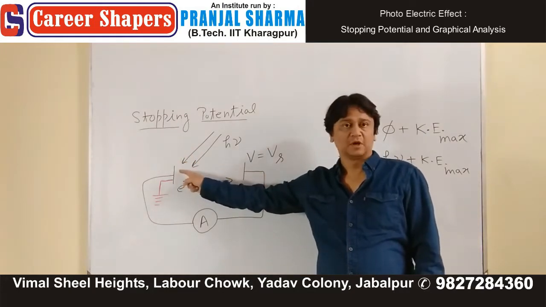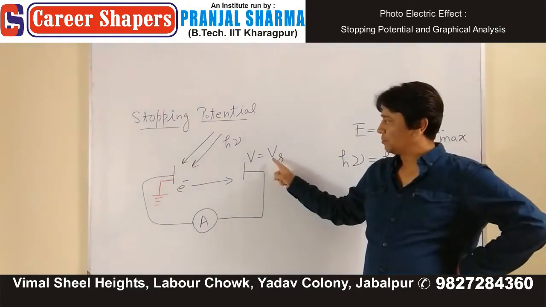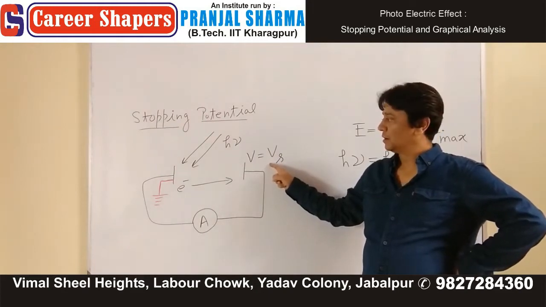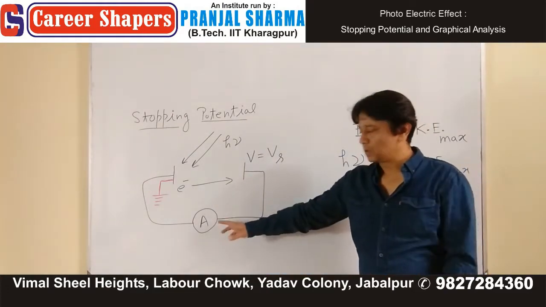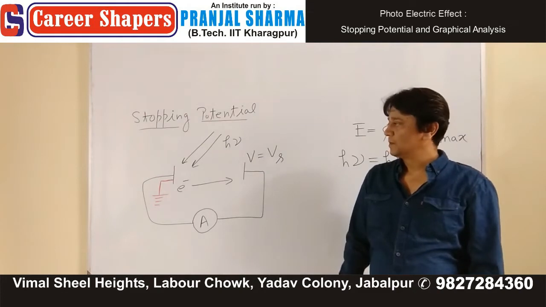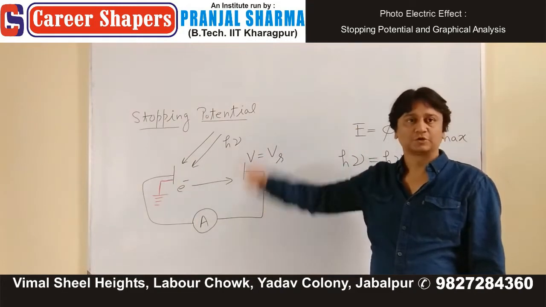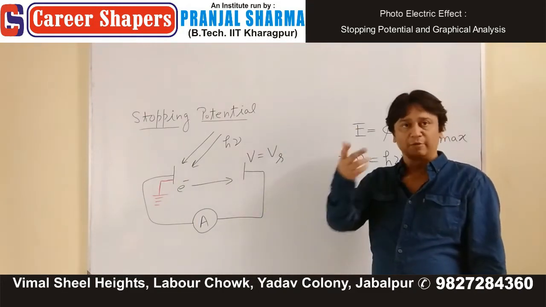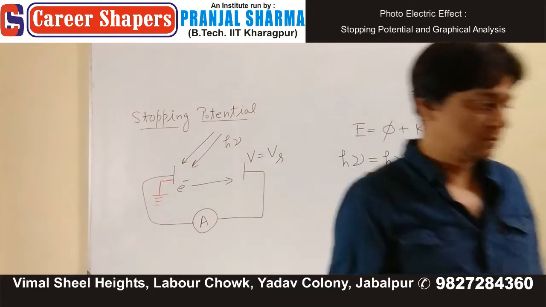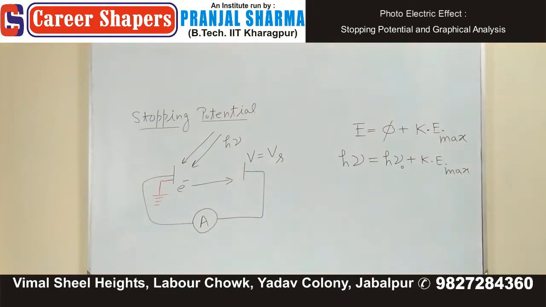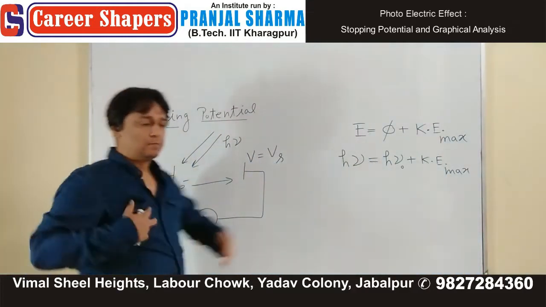This emitter plate is earthed, meaning potential is 0. You need to find the potential of this plate in terms of K max so that there is no current in the circuit. Let's see how many of you can answer this question, because this is now coming from electrostatics. Think about it. I'm giving you 30-40 seconds. Let's see how many of you can answer Vs. Let me give you a hint. I see no response.